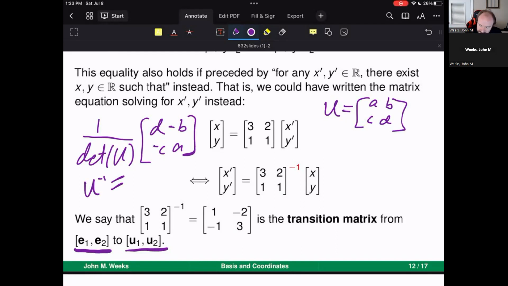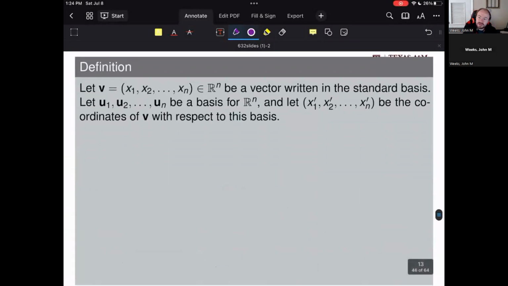So you can see, for example, if I take the determinant of this matrix, I get 3 minus 2, so that's 1. So I'm just dividing by 1, which leaves it as itself. All I have to do is switch the diagonal elements and then negate the off-diagonal elements. And that gives me the transition matrix going from my standard basis to my new basis here. In general, we can do this in more than just R2. We can do this in Rn.